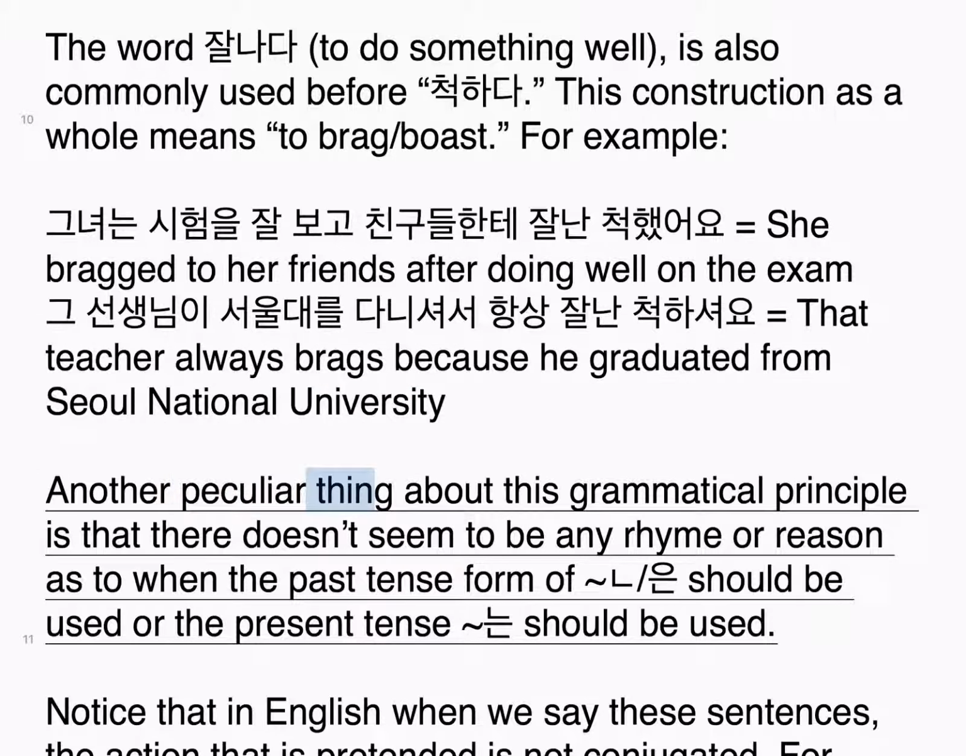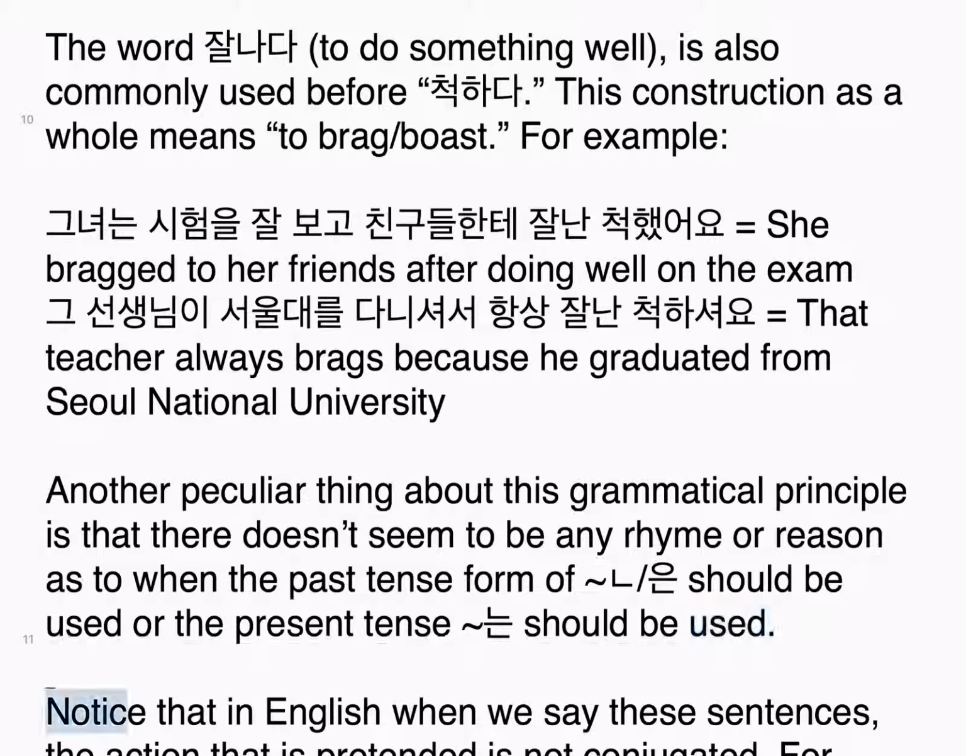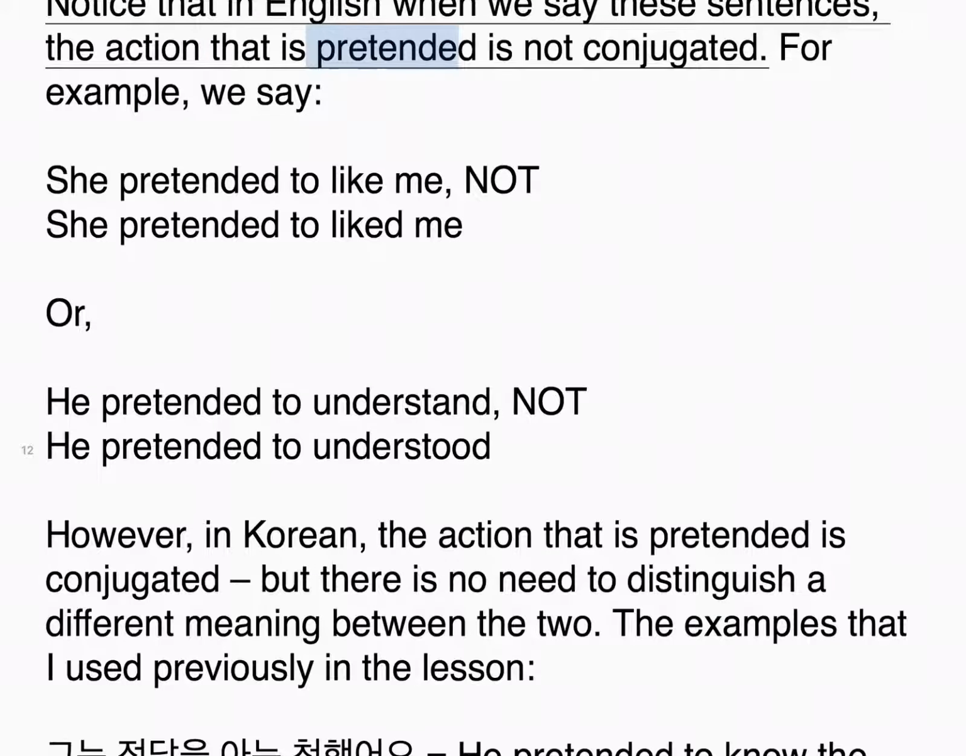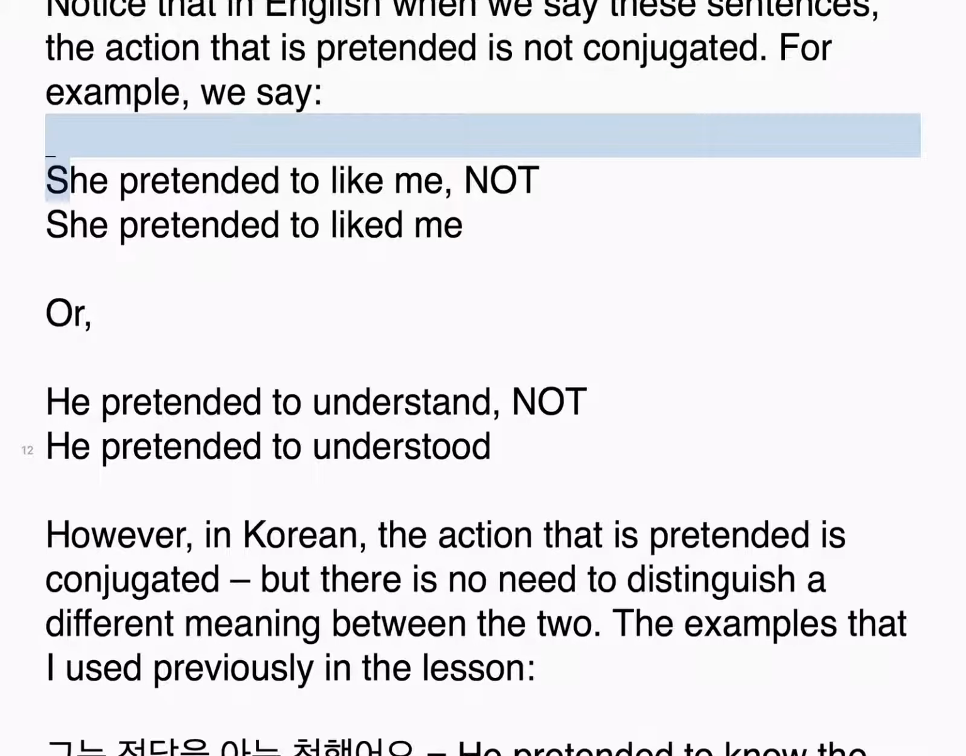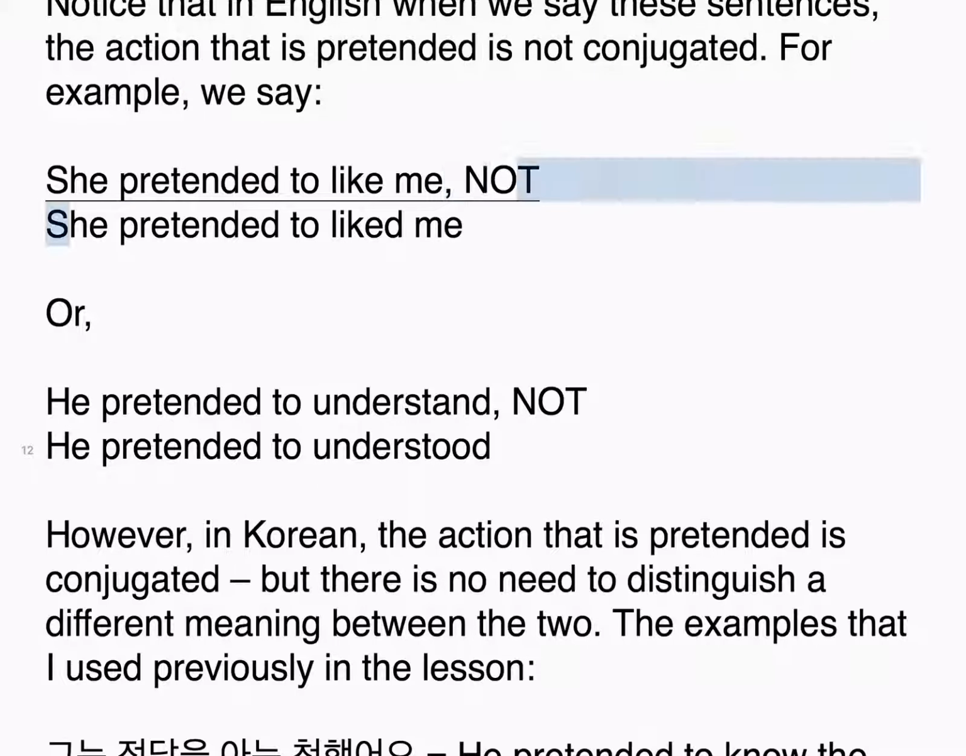Another peculiar thing about this grammatical principle is that there doesn't seem to be any rhyme or reason as to when the past tense form of 는 should be used or the present tense 는 should be used. Notice that in English when we say these sentences, the action that is pretended is not conjugated. For example, we say, she pretended to like me, not she pretended to liked me, or, he pretended to understand, not he pretended to understood.